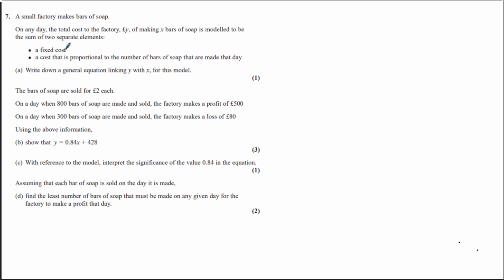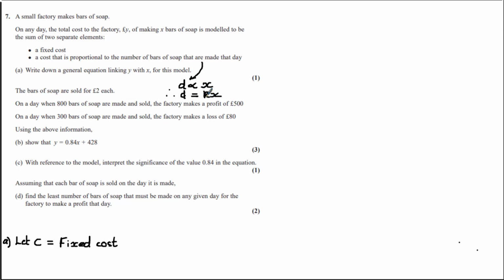So one part of the equation is quite easy because it's the fixed cost. If we let C be equal to the fixed cost, then we just need an expression for this other cost in terms of x in order to complete an equation linking y and x. Now, if we call this other cost D, knowing that it's proportional to the number of bars of soap, which is x, we can write D is proportional to x. And you should know that if D is proportional to x, then D is equal to k times x, where k is generally a constant to be found.